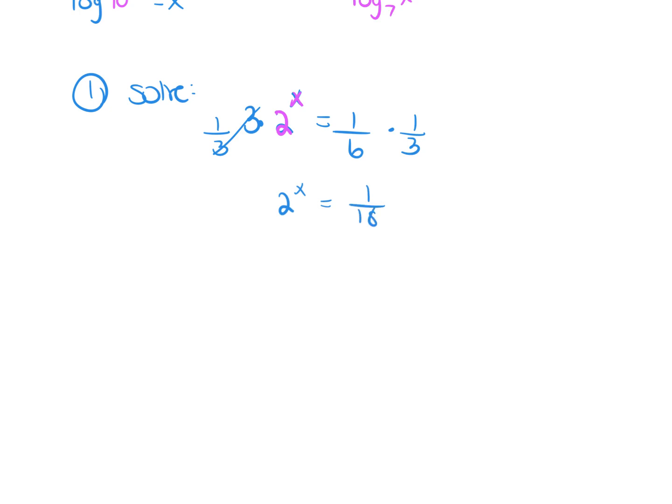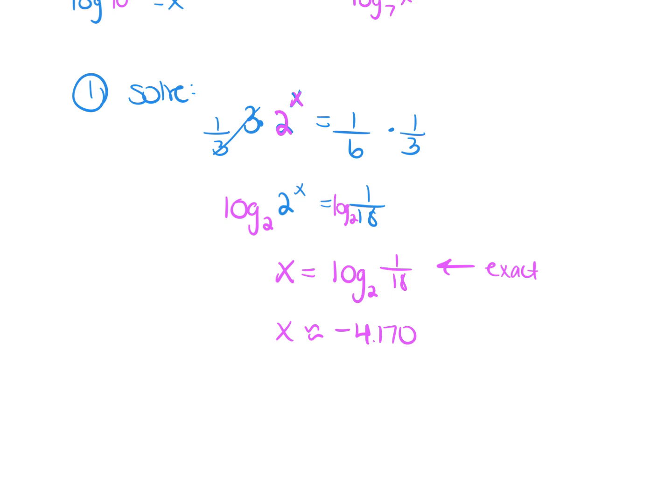Now this is where we're going to introduce logs and use the property of inverse operations. So if I have 2 to the x, if I write this as log base 2 to the x power, that just equals x. But if I do that on one side, I have to do it to the other, because we have an equation, we have to keep it balanced. And so I do log base 2 of 1/18. Now if I'm looking for an exact answer, this would be it. Okay, that is the exact answer. Or what we can do is plug this into our calculator to get a rounded answer, and it'll give you negative 4.170.